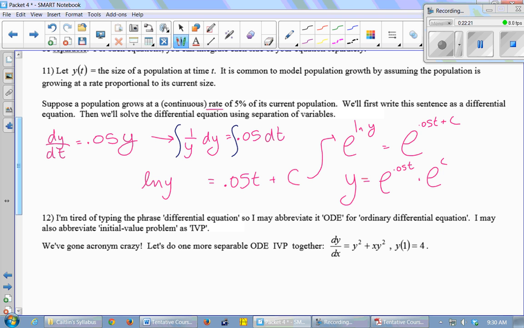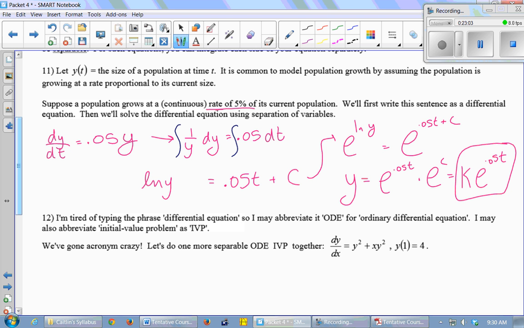I did that because e is just a number, right? 2.718 raised to some arbitrary constant is a new arbitrary constant. So I could call this k e to the 0.05 t. So that's my solution to the original differential equation. Does that look like the function you would have immediately jumped to from a college algebra or pre-calc class if I had given you this same information? Yeah, you would have used 0.05 as your continuous growth rate, e to the 0.05 t.